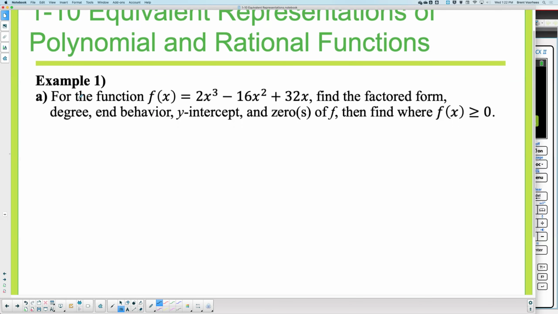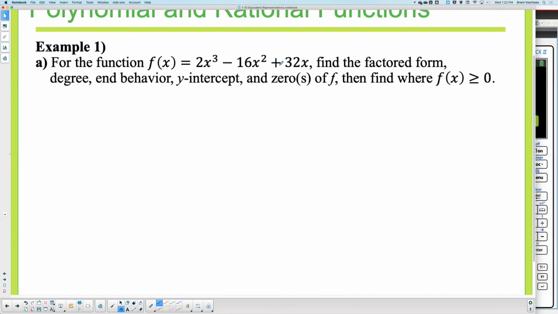Example 1a here, it says for the function here, find the factored form, degree, end behavior, y-intercept, zeros, and then find where the graph is greater than or equal to 0. We're going to find a whole bunch of things. Let's start with this form. Tell me, do you think this is factored form or standard form? You're correct if you say this is standard form. That is standard form.